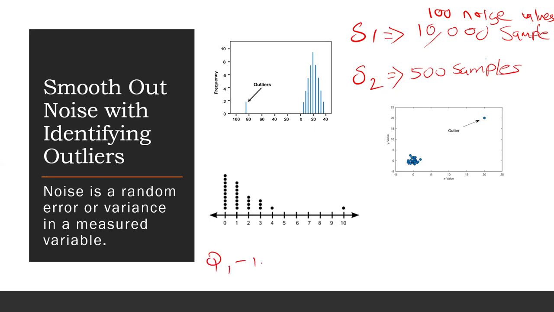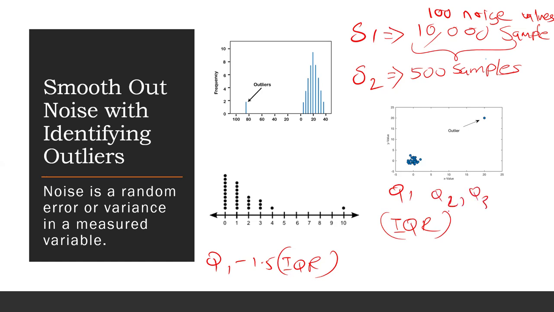So I give you an equation, right? Q1 minus 1.5 into interquartile range, right? So first, for the 100 samples, you need to find out the interquartile range, right? There is a small function in Python. If you call that function for that sample data, it will tell you the interquartile range. Similarly, you can find out Q1, Q2, Q3. So now you know the Q1, Q2, and Q3 values as well, right?